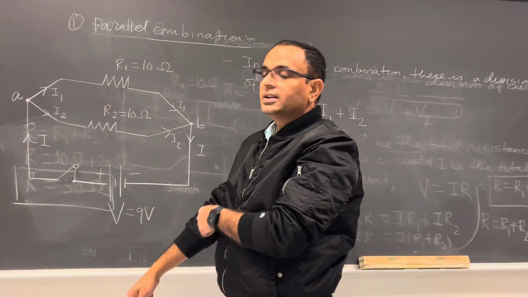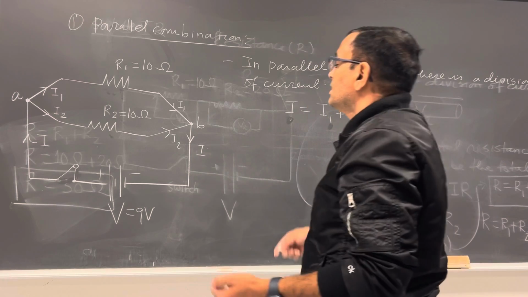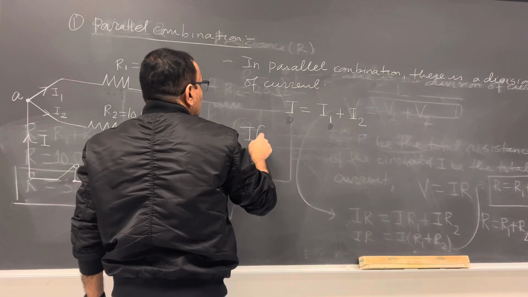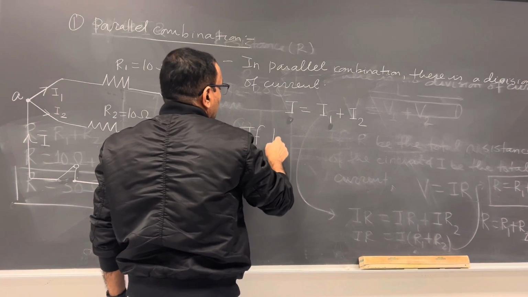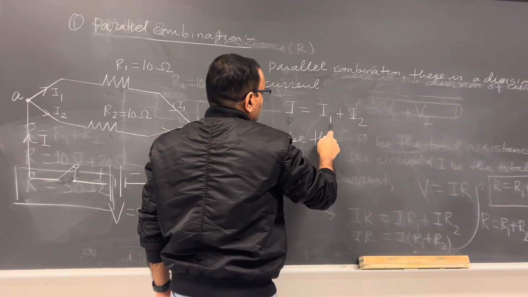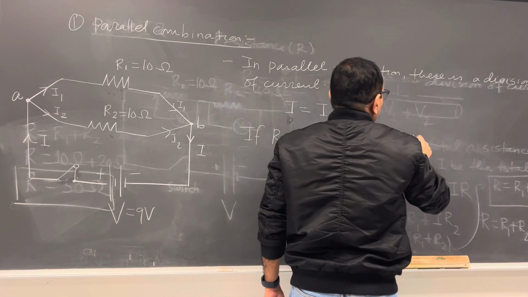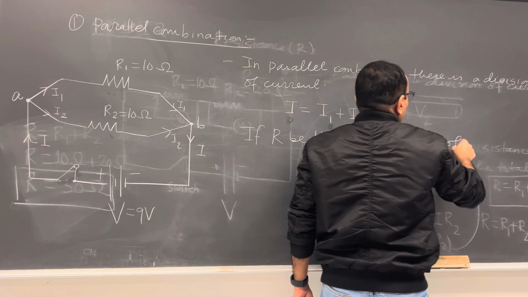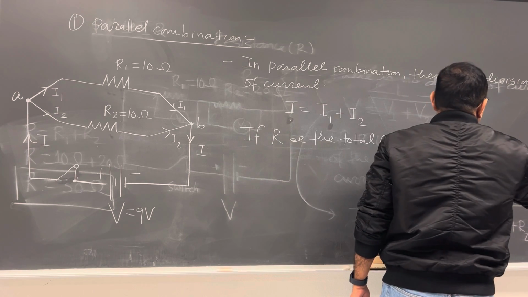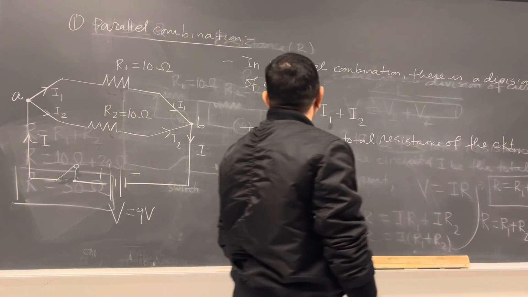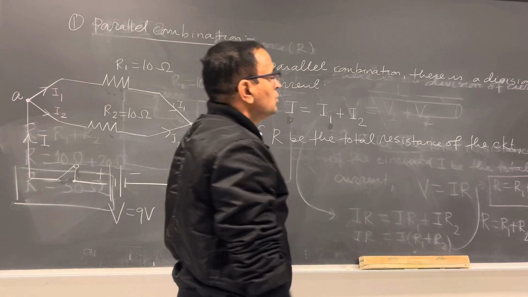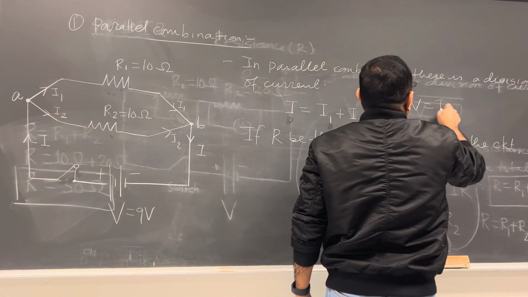Very simple, right? Then if R is the total resistance of the circuit, then we can use Ohm's law. So what is I? You know V equal to IR, this is from Ohm's law.